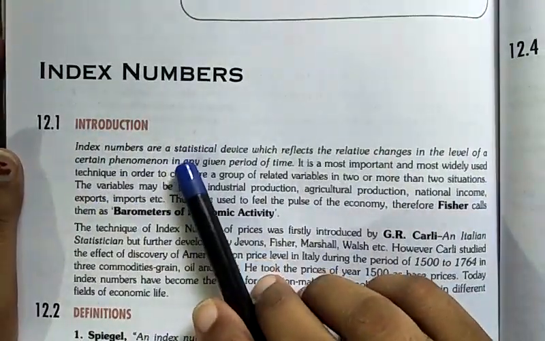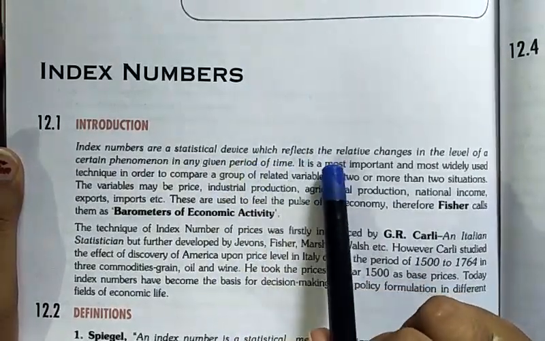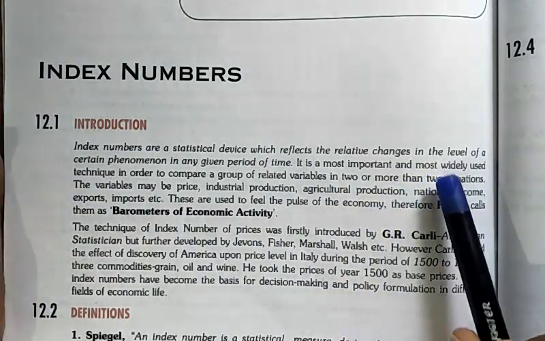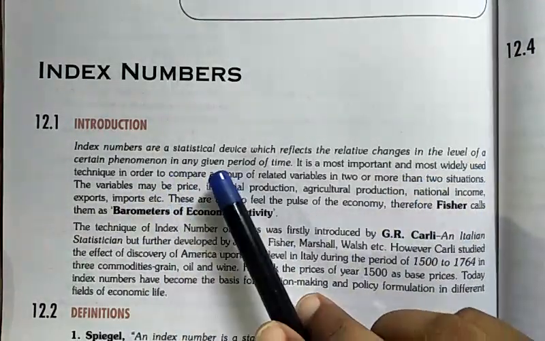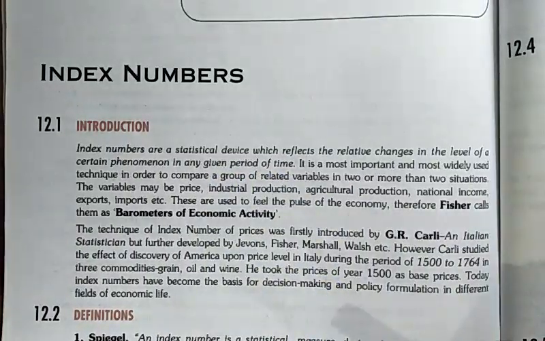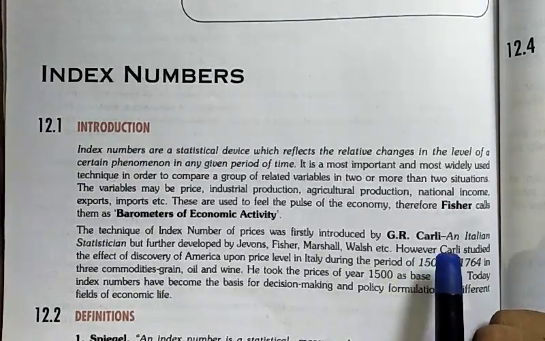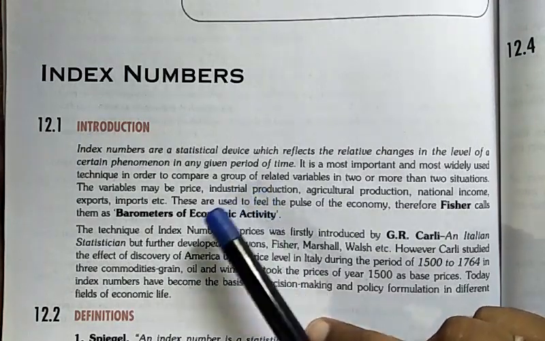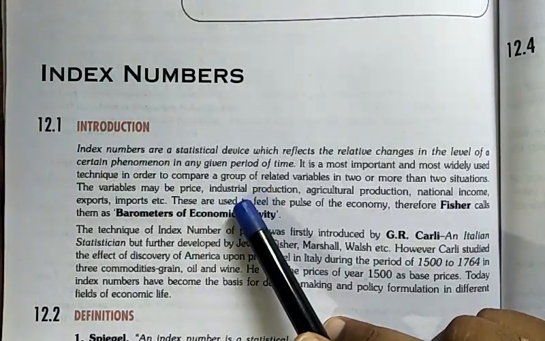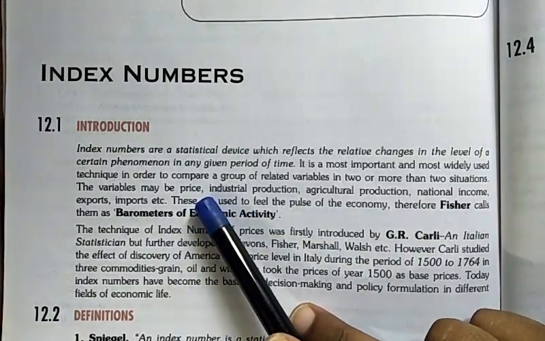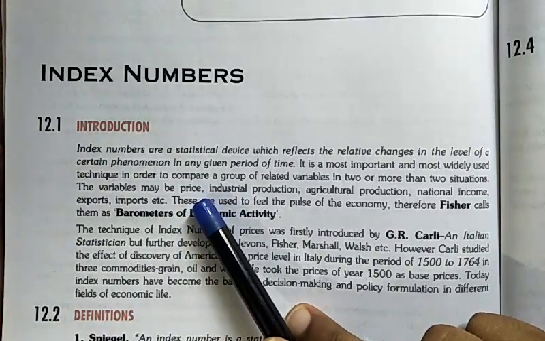Index numbers are a statistical device which reflects a relative change. Relative change means, students, percentage change in the level of a certain phenomenon in any given period of time. So through index numbers we can ascertain the percentage change over different periods. For ascertaining change we have different variables like price, industrial production, agriculture production. If we are taking price as the variable, then by using index numbers we can ascertain the relative changes in price over the past 10 years.